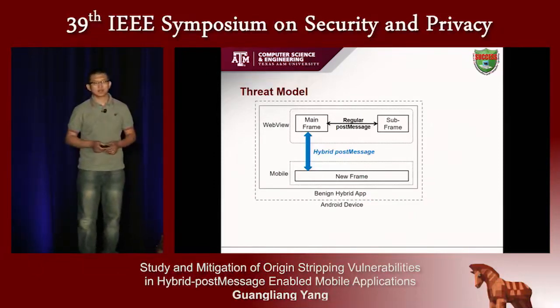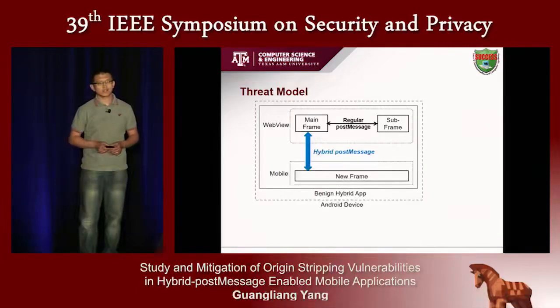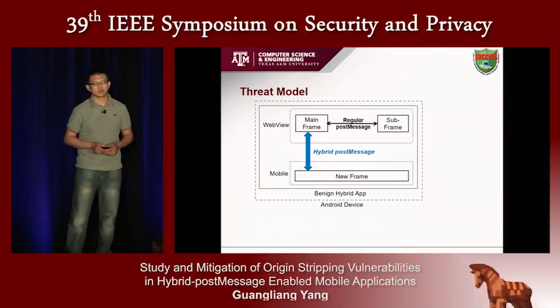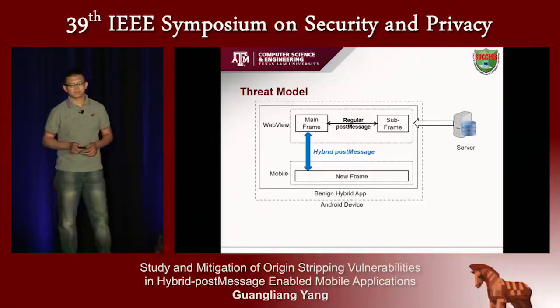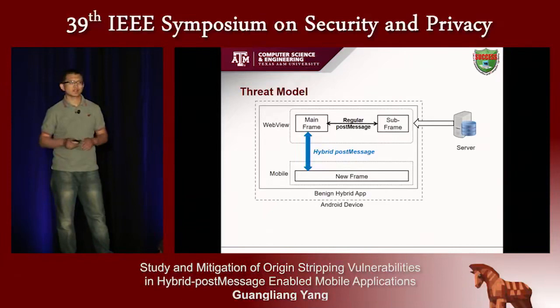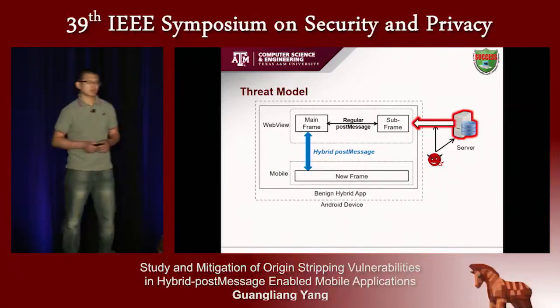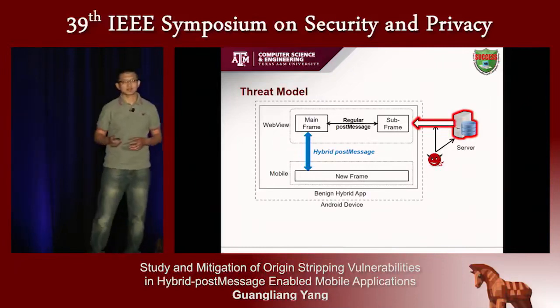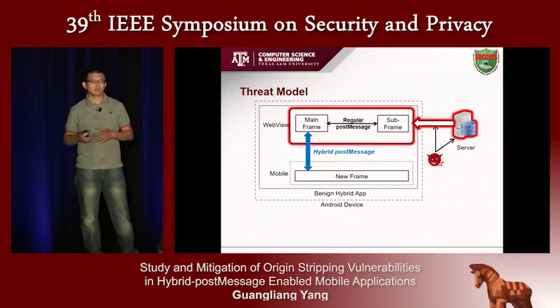This is a benign app on an Android device. This benign app contains WebView components. Here, we assume only the main frame or top frame has the capability to access hybrid postMessage. At runtime, WebView will contact some web server. If there is a vulnerability in the web server or the network, the link between WebView and the web server, attackers may inject malicious code into the web server and into the network traffic. Finally, the malicious code gets into WebView, and then may further access and attack hybrid postMessage.